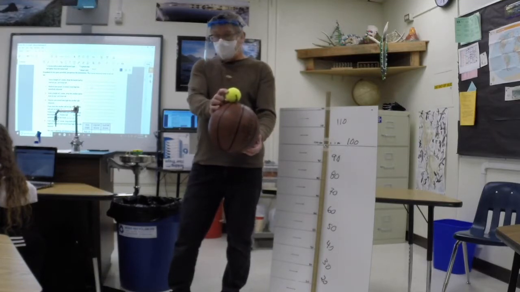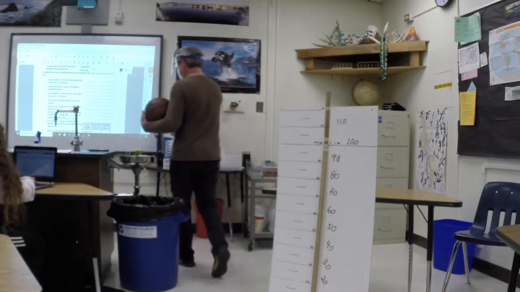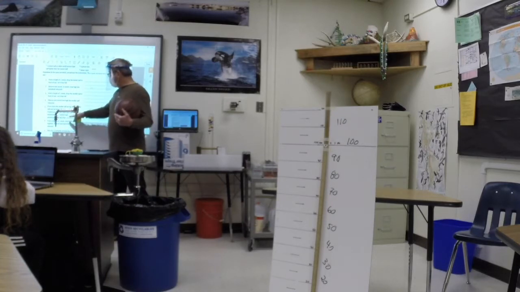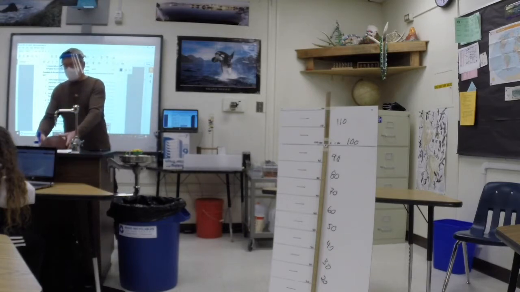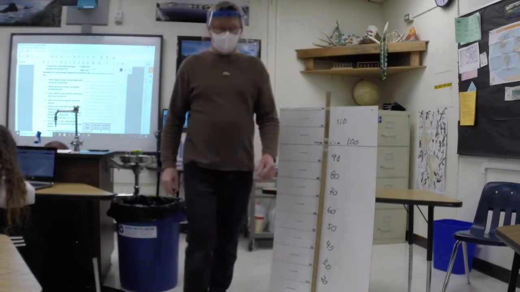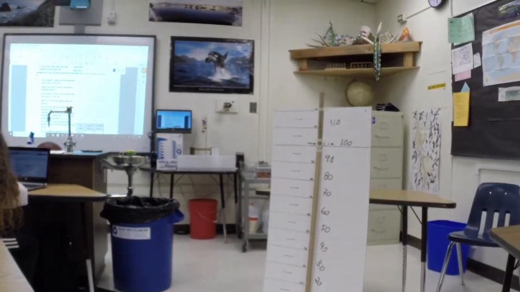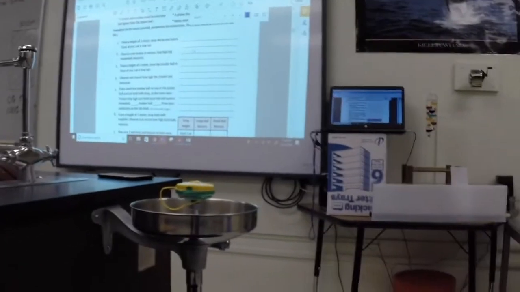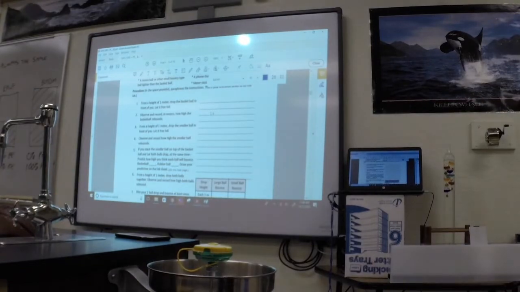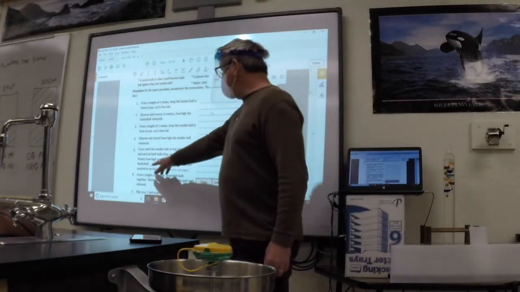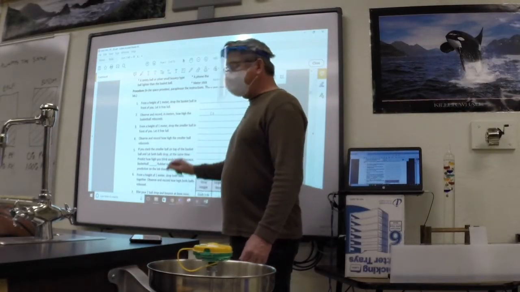Okay, so for number 5, what I want you to do is start by making a prediction how high you think they're going to bounce. It's not a rubber ball, it's going to be the tennis ball. How high do you think the tennis ball is going to go when I drop them together at the same time? The tennis ball is on top of the basketball, and I drop them together. Same prediction for both. You're going to predict each one. How high is the basketball going to go? How high is the tennis ball going to go?